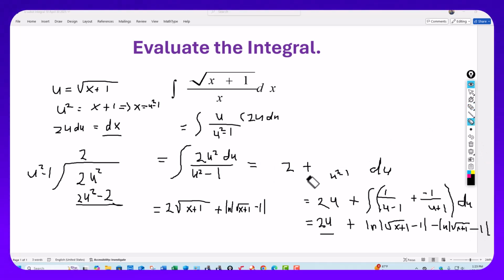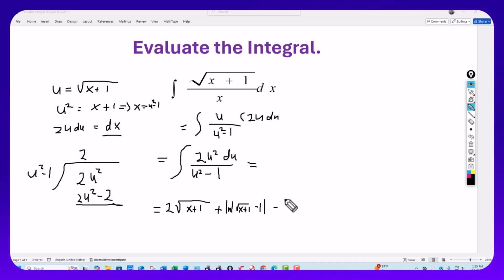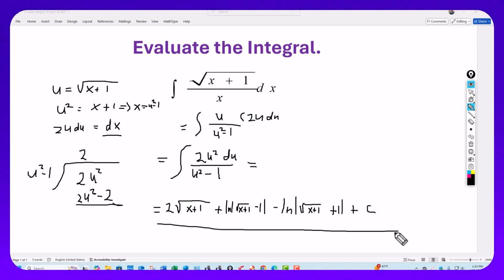And then it's going to be minus, right over here, the natural log of the absolute value of the square root of x plus 1 plus 1. And then we've got the constant of integration. So we'll find our answer then: 2 times the square root of x plus 1, plus the natural log of the absolute value of the square root of x plus 1 minus 1, minus the natural log of the absolute value of the square root of x plus 1 plus 1, plus the constant of integration.